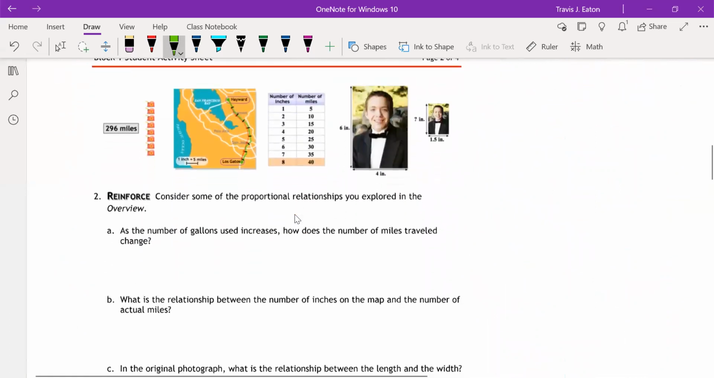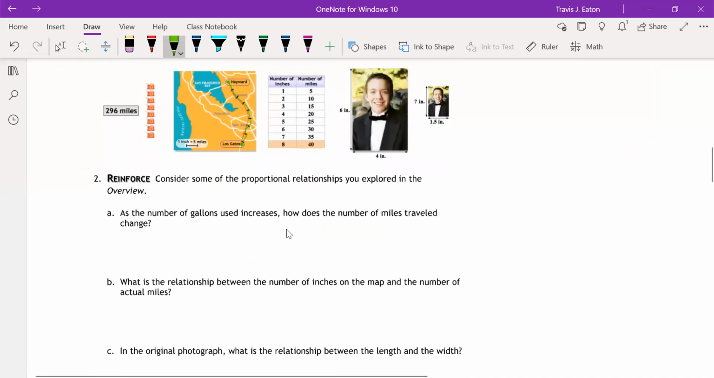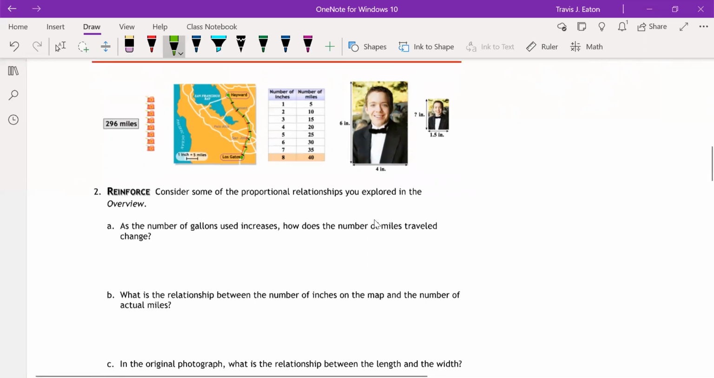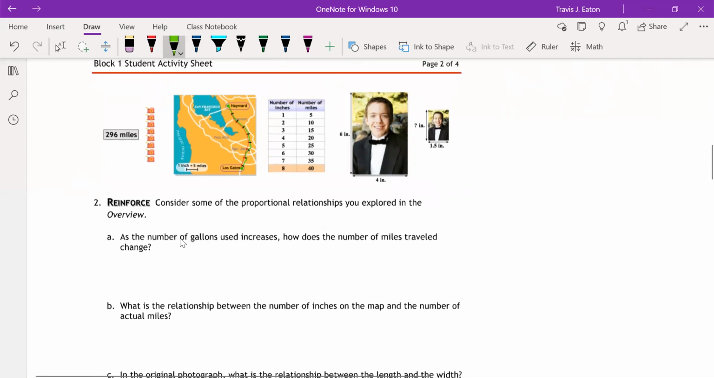Consider some of the proportional relationships that we explored earlier. As the number of gallons used increases, how does the number of miles traveled change? Well, let's first take a look at this. Our first question here is 2A.